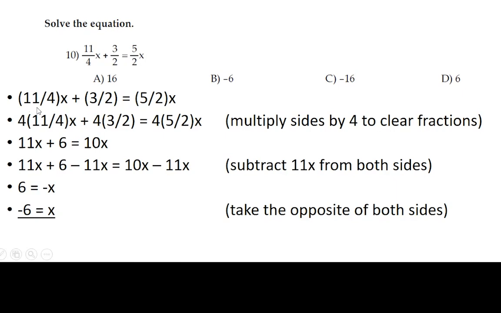Be careful when you multiply the left by 4. That's 2 terms, so each term needs to be multiplied by 4. And of course, we multiply by 4 on the right as well. This would give us 44/4, which cancels to 11. This would give us 12 halves, which cancels to 6. And this would give us 20 halves, which cancels to 10. So we have 11x plus 6 equals 10x, a much more manageable problem to solve than working with all these fractions.